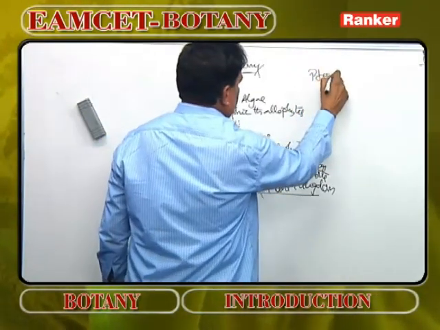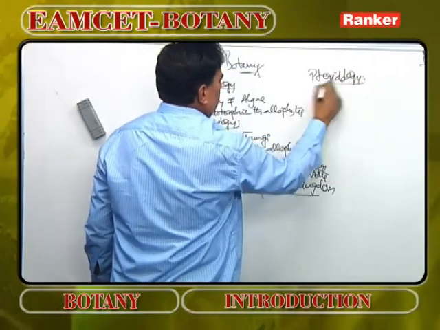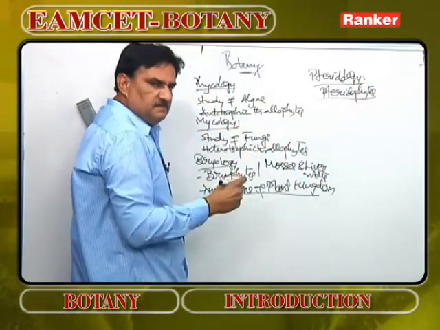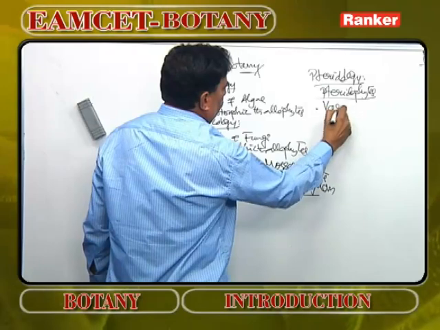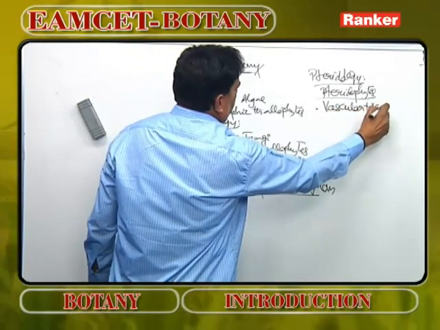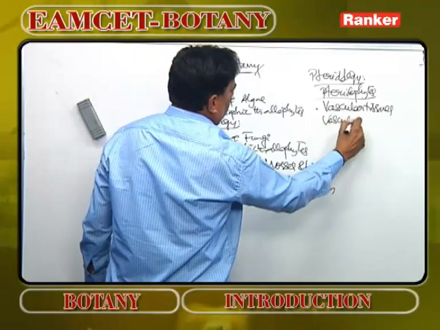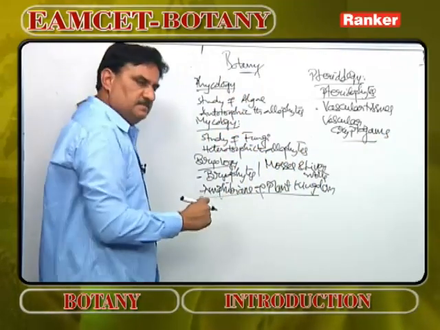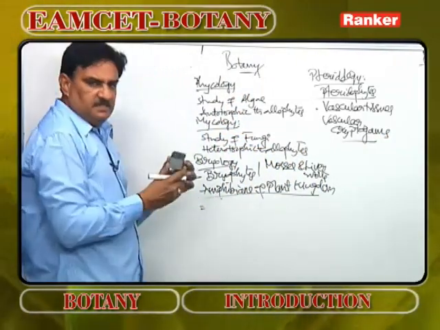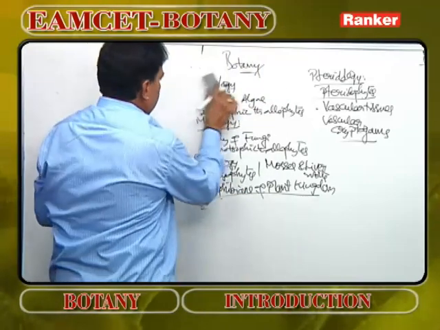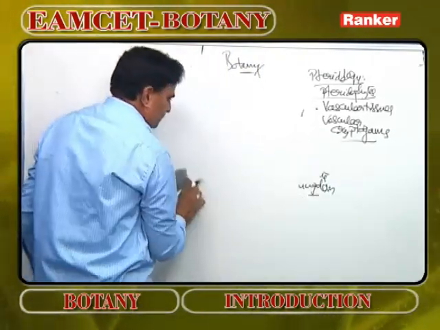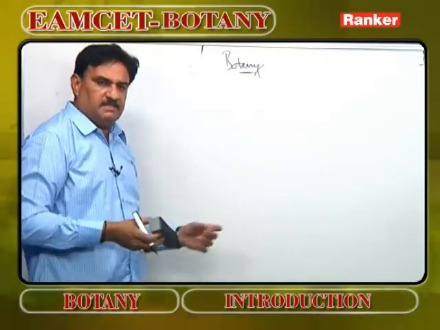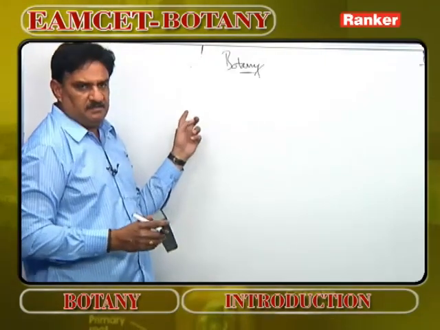Then pteridology, the study of pteridophytes. Pteridophytes are the first successful land plants, which developed vascular tissues for the first time. That's why they are very popularly called vascular cryptogams. Then microbiology. Microbiology deals with organisms which are visible only under a microscope. Algae, fungi, bacteria, virus, and protozoans are studied in microbiology.